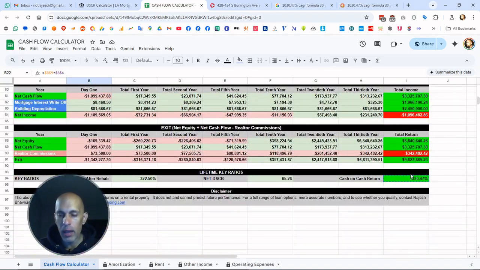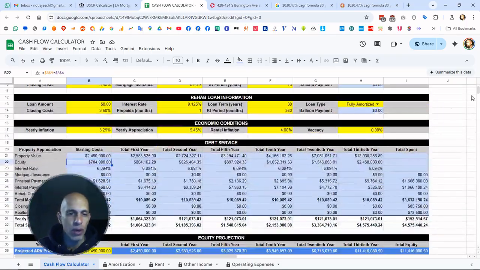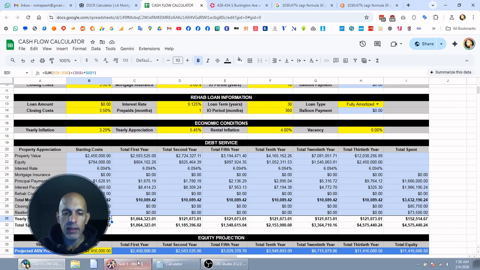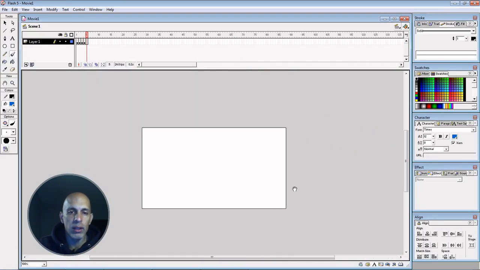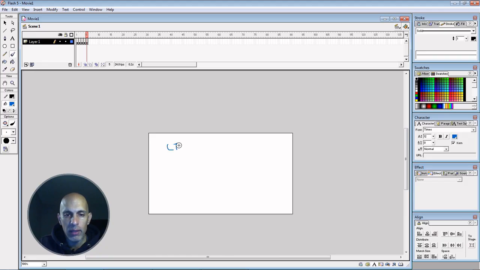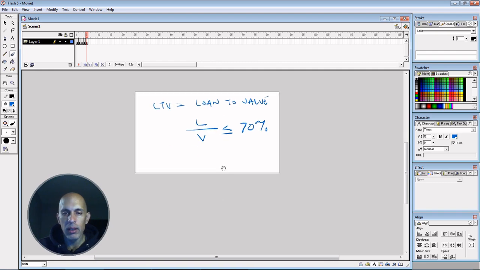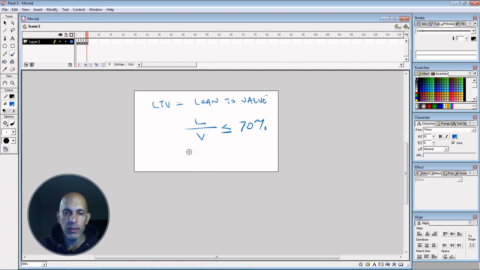So let's see here. How do we do that? We look for our total yearly spend. We add it to the balance of the loan, and we want to make sure that it's less than the max cash out LTV. LTV stands for loan to value. Mathematically, another way to express it is loan over value. Many loans, for commercial properties, will limit you to 70%. So loan to value has to be less than 70%.